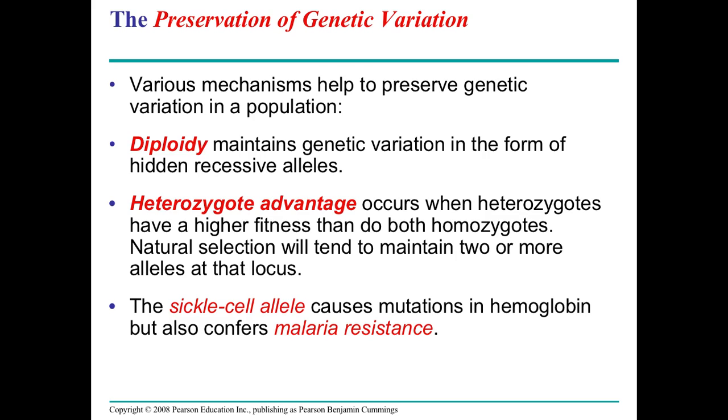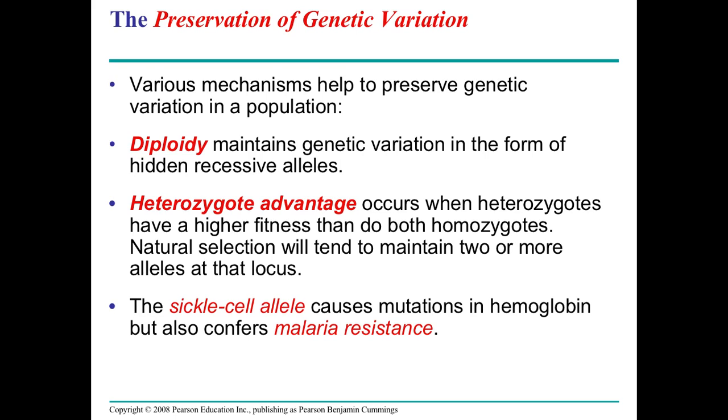So there's this thing called diploidy, which helps maintain genetic variation with recessive alleles. You may think that a population, hey, we all got brown hair, but then there's someone there that is hiding those recessive alleles. So that's what diploidy is.